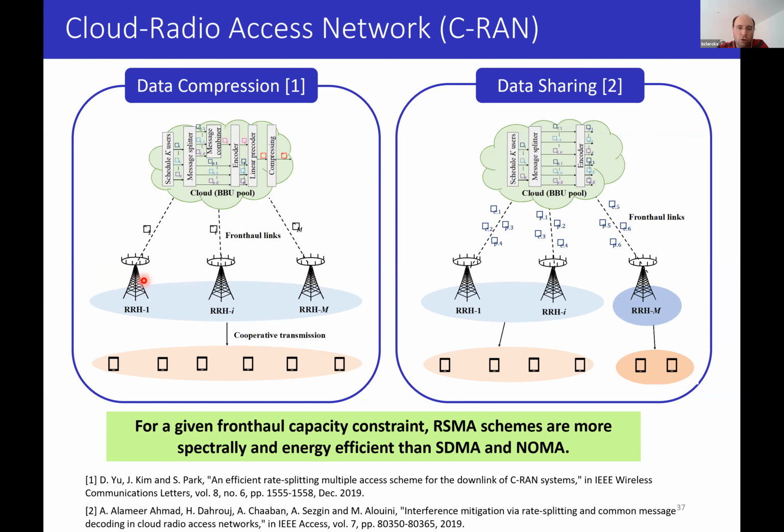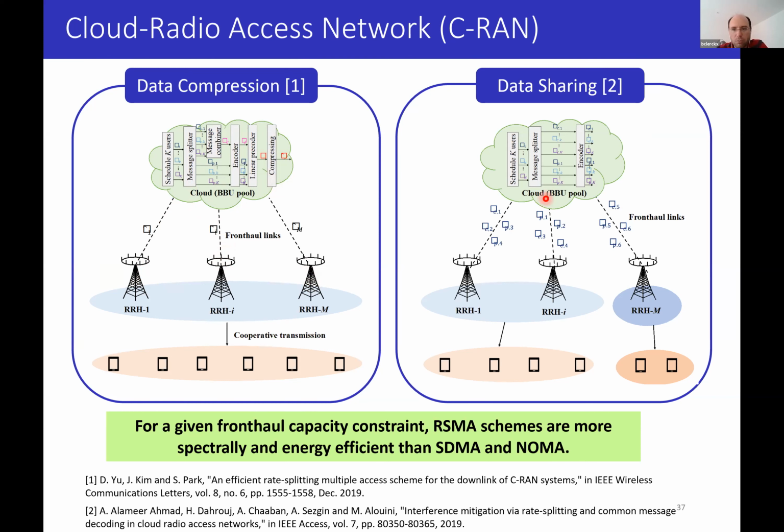The challenge in Cloud RAN is that the fronthaul, the link between the cloud and each of those RRHs, is limited. So what you may need to do is some form of additional compression on your transmit signal vector before you actually forward it to each of those RRHs.